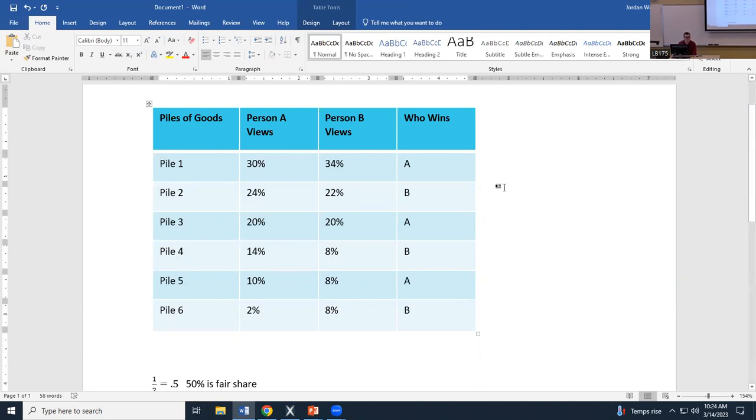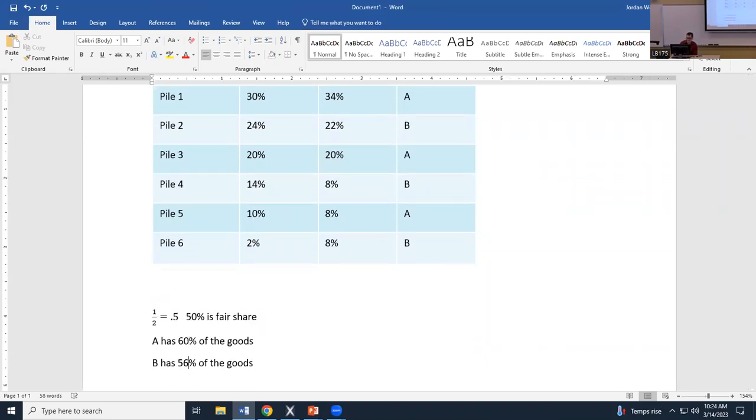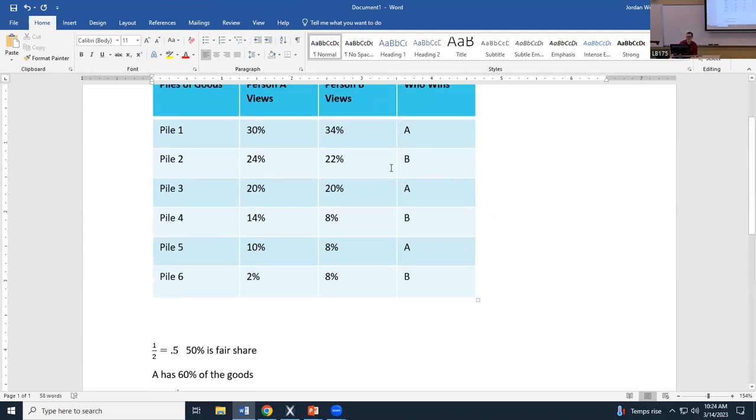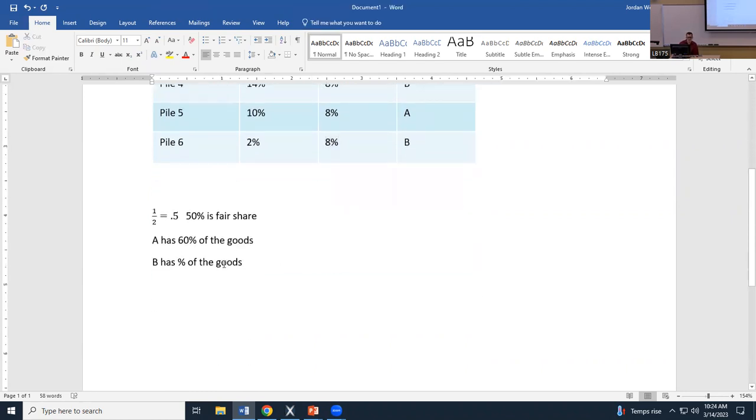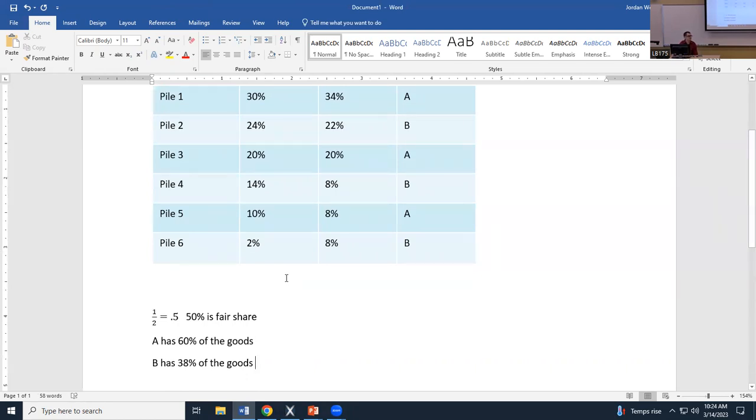Now, this was taking turns again, but now I want you to see what percentage A thinks they have. A thinks that they have 30 plus 20 plus 10. So A believes that they have 60% of the goods, and B believes that they have 22 plus 8 plus another 8. That's only 38% of the goods. Now, a fair share to B is 50%. So in this case, with the taking turns procedure, it did not lead to both individuals getting a fair share. Does that make sense?